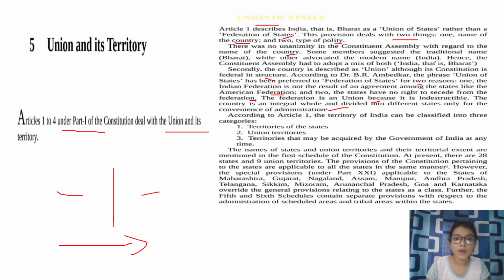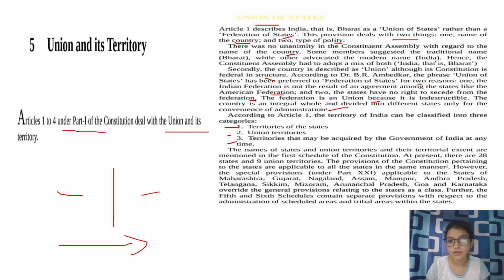Then we have, according to Article 1, the territory of India can be classified into three categories. That is, territories of the state, union territories, and territories that may be acquired by the government of India at any time. So these are the 3 points that Article 1 has dealt with.